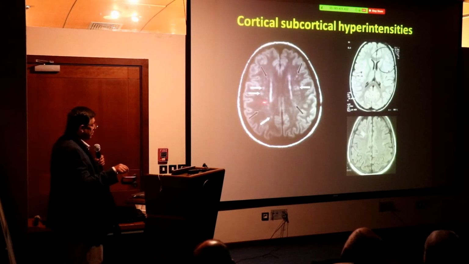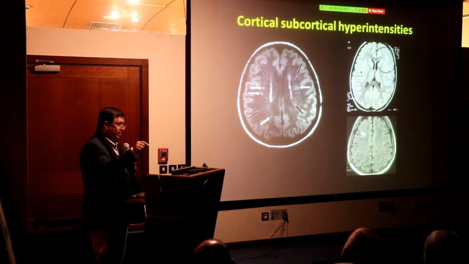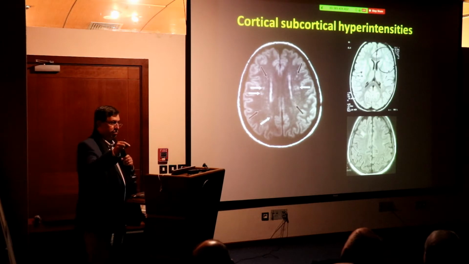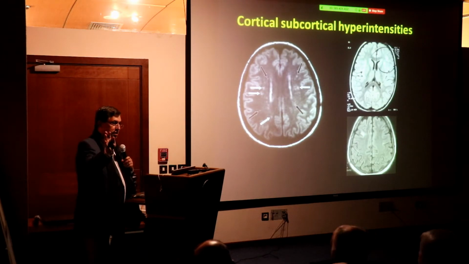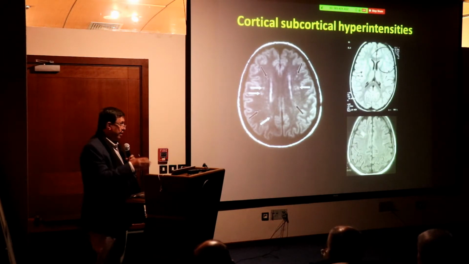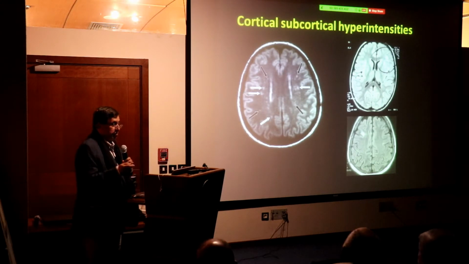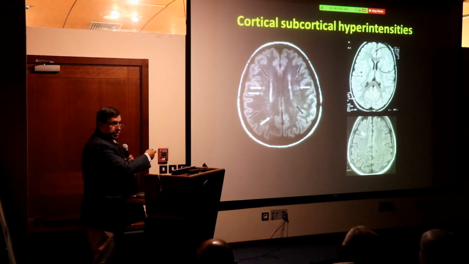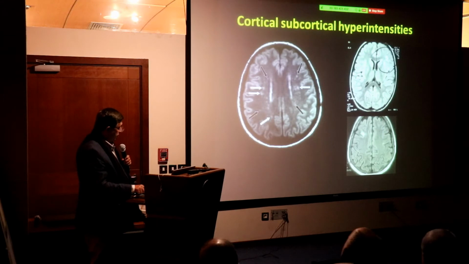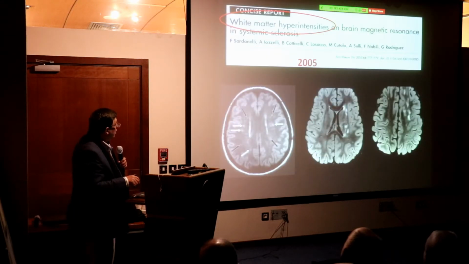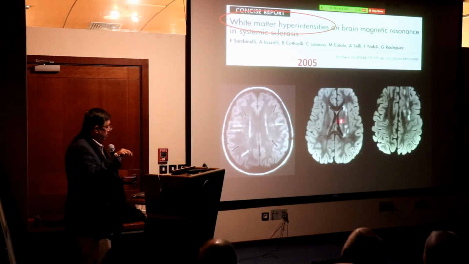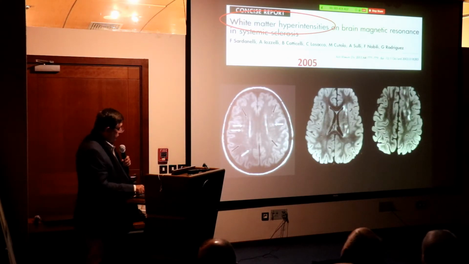Look at these. Most of the time when we look at these, we say, oh, this is age-related changes, cerebrovascular disease. You dismiss it as normal for the age. It could be multiple sclerosis, it could be this. So don't dismiss anything. White matter hyperintensities. Again, look at this. This is actually a common finding in our old population.